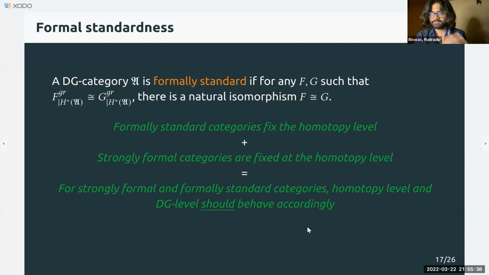Yeah, because formally standard categories being fixed at the homotopy level, I think that one was known. But from your definition of strongly formal, it didn't seem obvious or trivial to me that strongly formal being fixed at the homotopy level would follow from formally standard being fixed at the homotopy level. Sorry. Okay. Yeah. Don't worry. I should also say that formally standard and strongly formal are very different, and they give us two different perspectives of the categories. So we should not expect a strongly formal category to always be formally standard, but of course, we do not know this because we do not have an example of a triangulated category having a unique enhancement and not a strongly unique enhancement.